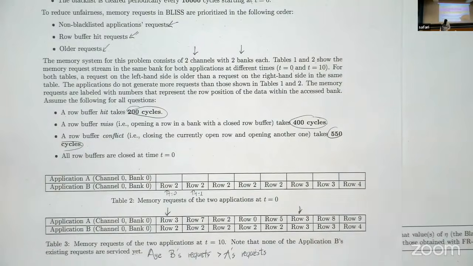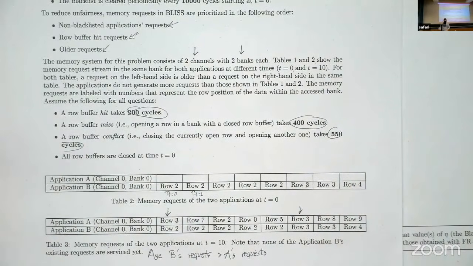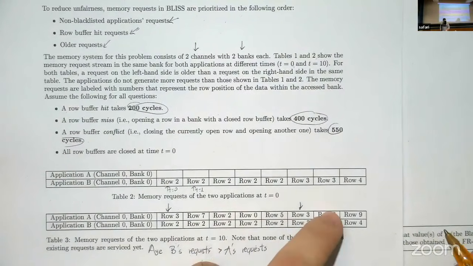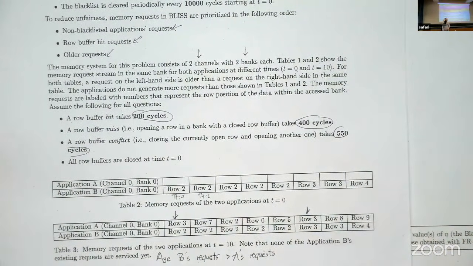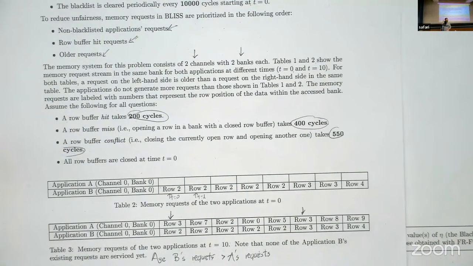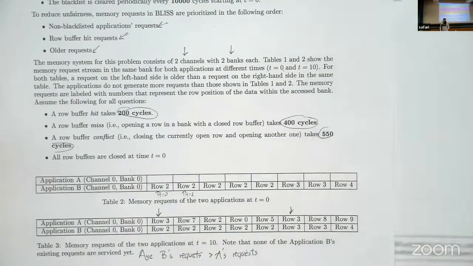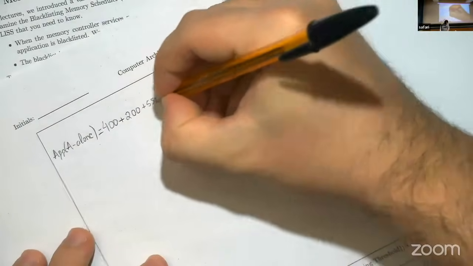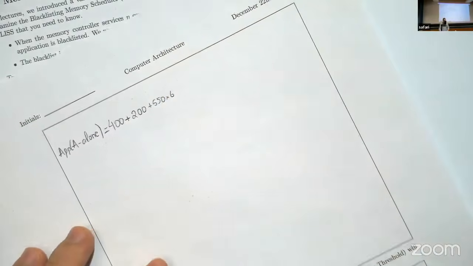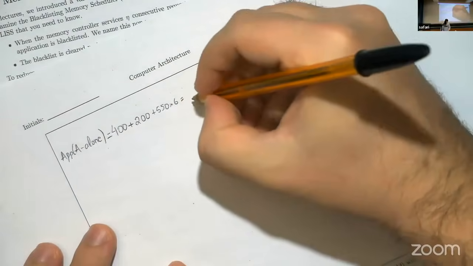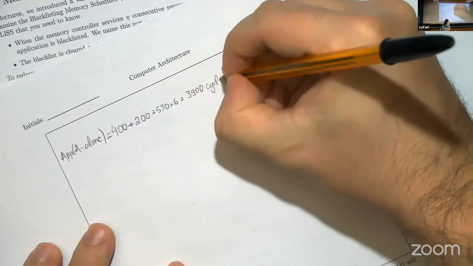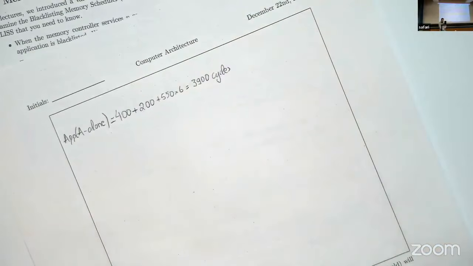what do we see? We have row 7, row 2, row 0, row 8, and row 9. What is the problem here? That everything is a conflict. Whatever I do, no matter how I pick the order, I will end up in conflicts, which means I will spend 550 cycles multiplied by 6, which in total is 3,900 cycles. So we calculated this for application A alone.